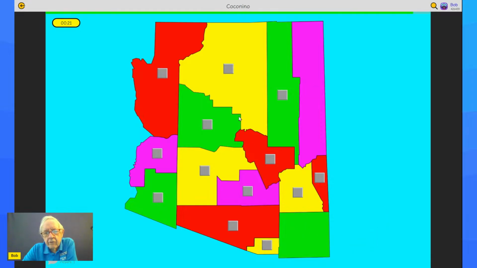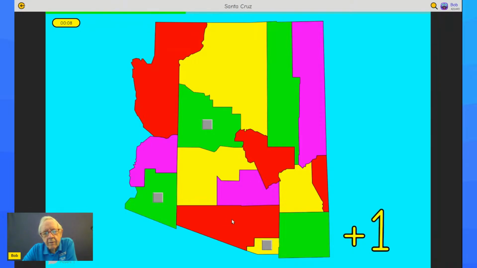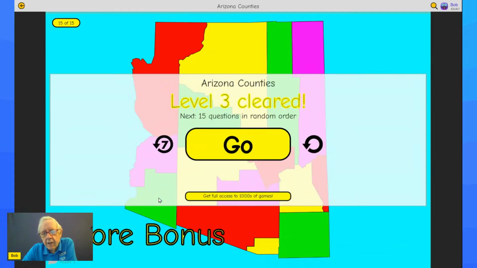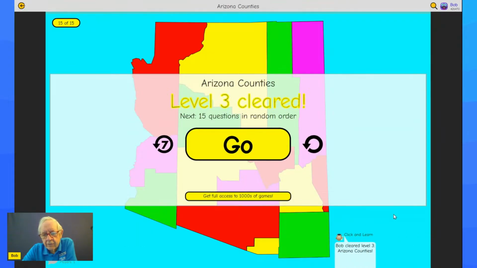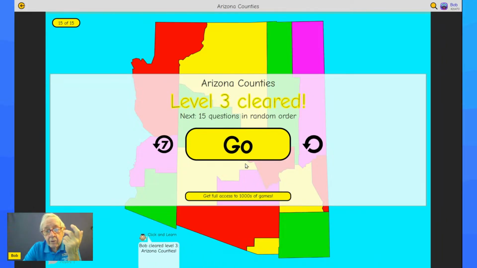Apache, Cochise, Coconino, Gila, Graham, Greenlee, La Paz, Maricopa, Mojave, Navajo, Pima, Pinal, Santa Cruz, Yavapai, and Yuma. We beat the clock by, it looks like, 3 seconds, and it says Bob cleared level 3 Arizona counties. And now we go into random order.